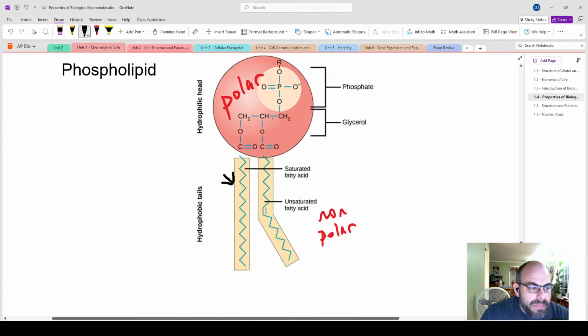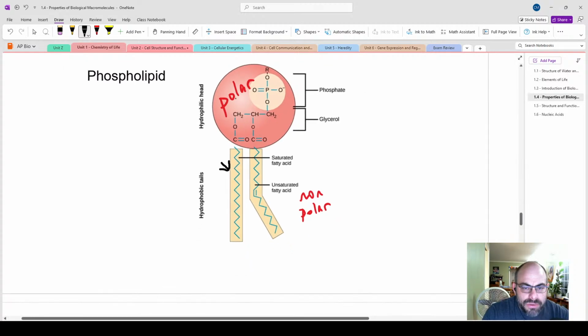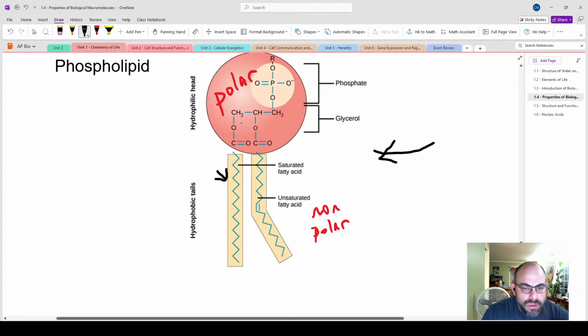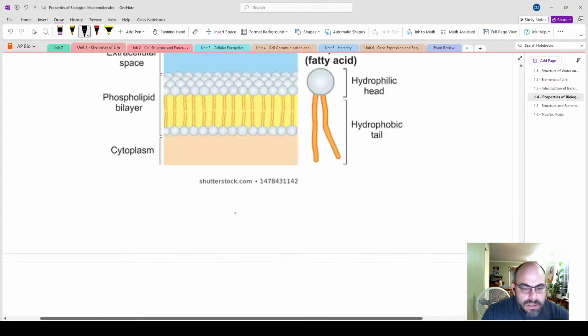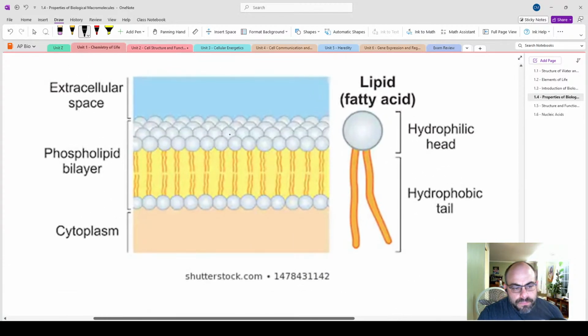Well, there was a question in AP Classroom that gave you a ton of information, and then you didn't need any of it. You just needed to know what was polar and nonpolar and what happens when you put it in water. So if you put a bunch of these things in water, what's going to happen? Well, the hydrophobic portions are going to get away from the water, right? And the hydrophilic portions are going to want to get to the water. And so they form this sort of structure. And this is called a phospholipid bilayer.